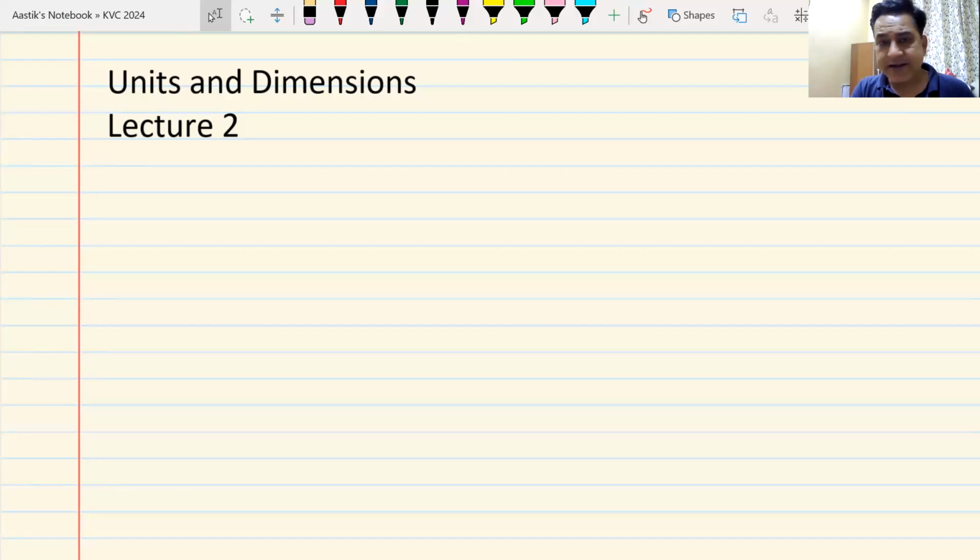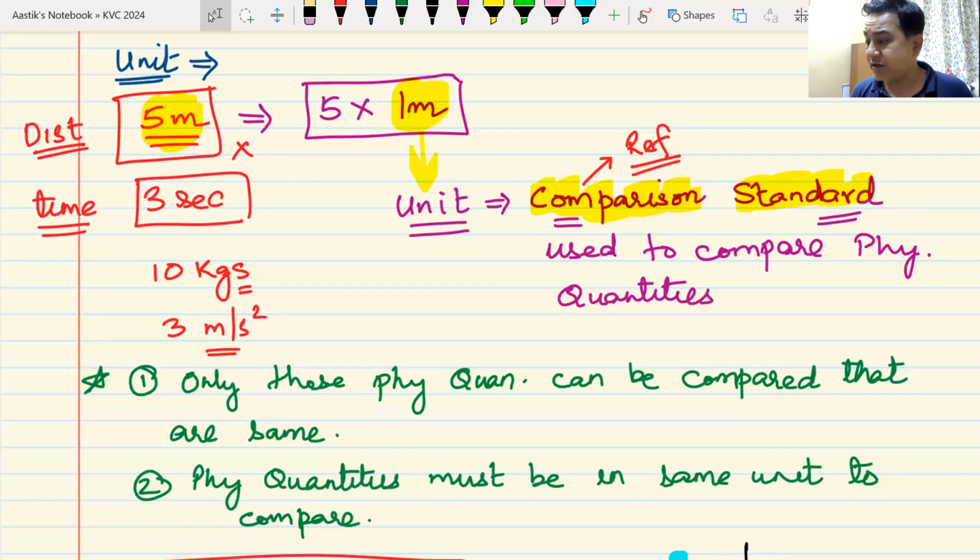If I go back and have a look at what we had covered in the previous class, we had covered what is a unit. We had seen unit is nothing but a comparison standard which is used to compare physical quantities. Only those physical quantities which are the same can be compared. You can compare time with time, mass with mass, but you cannot compare time with mass or any other quantity which is different. When you are comparing these quantities, they must be in the same unit.